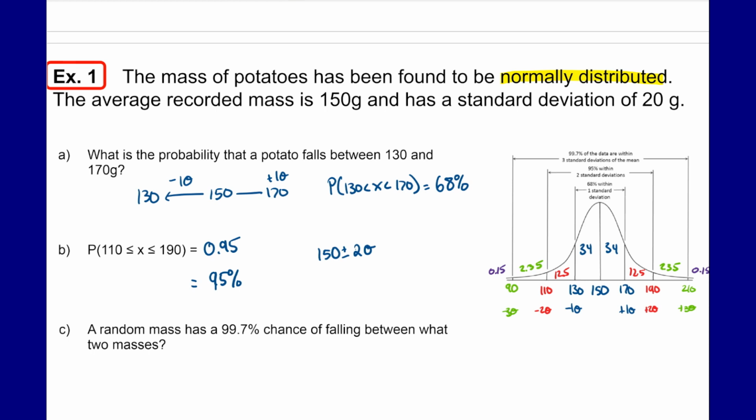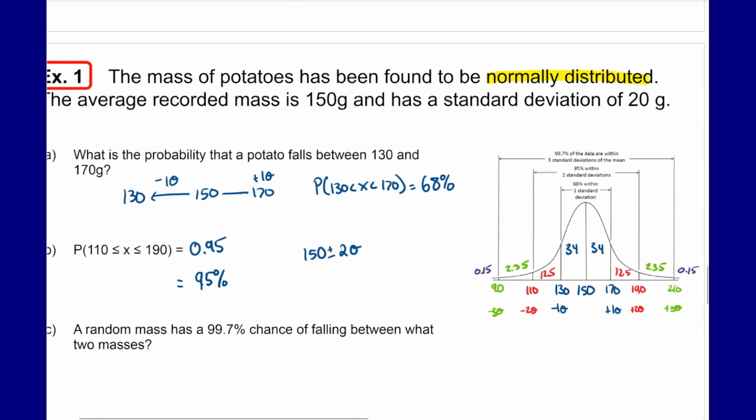A random mass has a 99.7% chance of falling between what two masses? Well, we've already gone through and kind of done this. So 99.7 is anywhere from 3 plus or minus standard deviations from the mean. So this entire area is 3 standard deviations, 99.7% chance of falling within that range.